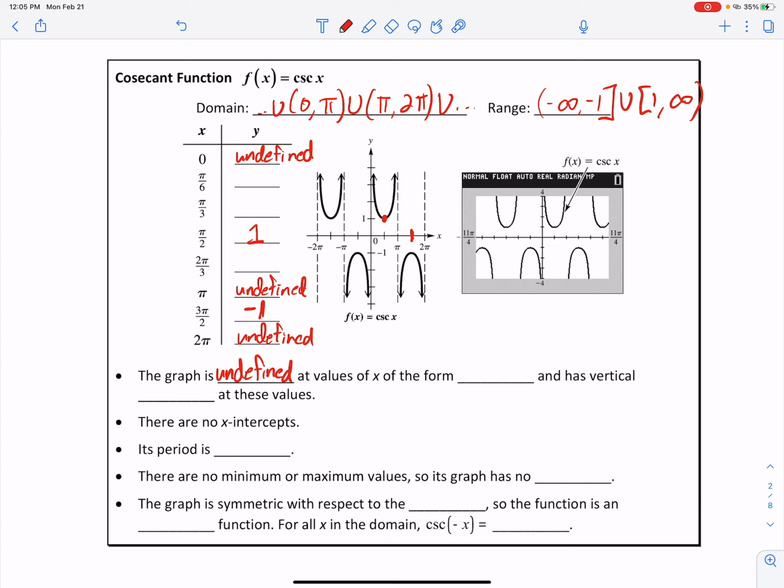The vertical asymptotes are at x values of the form 0 plus n pi. You just follow your asymptotes and ask yourself, how much do you have to add to get to the next one? These are all vertical asymptotes. There are no x-intercepts. The period is 2 pi. Since there are no max or min values, it doesn't have an amplitude or extrema.